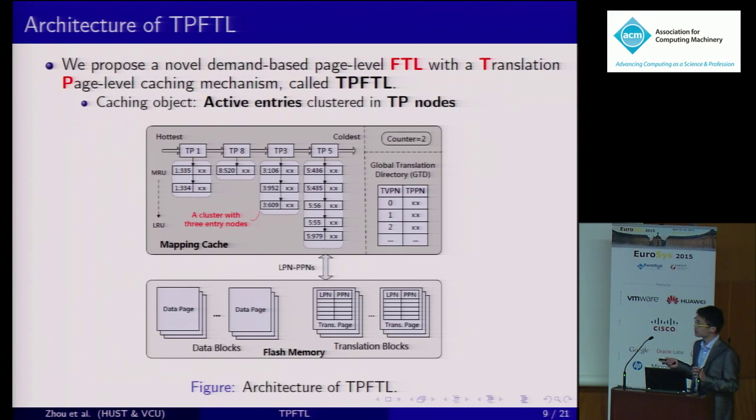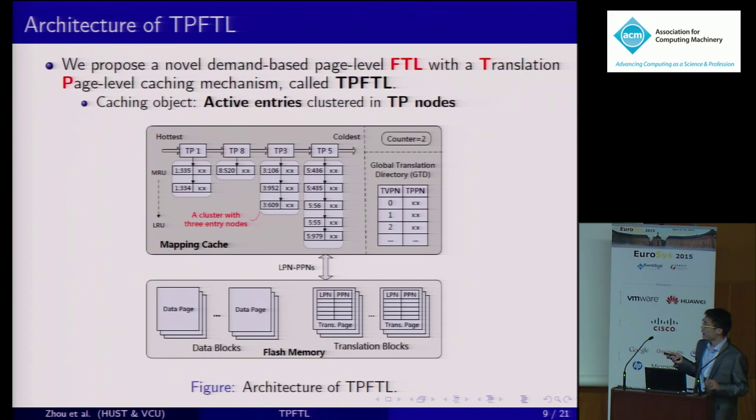Considering that the unit of the mapping table on flash memory is a translation page, TPFTL clusters the cached mapping entries that belong to the same translation page in a virtual translation page node called a TP node. In this figure, 11 mapping entries are clustered in 4 TP nodes. When a replacement occurs, TPFTL first chooses the coldest TP node and then the LRU mapping entry in the TP node as a victim. And the hotness of a TP node is decided by the average hotness of all its entries.